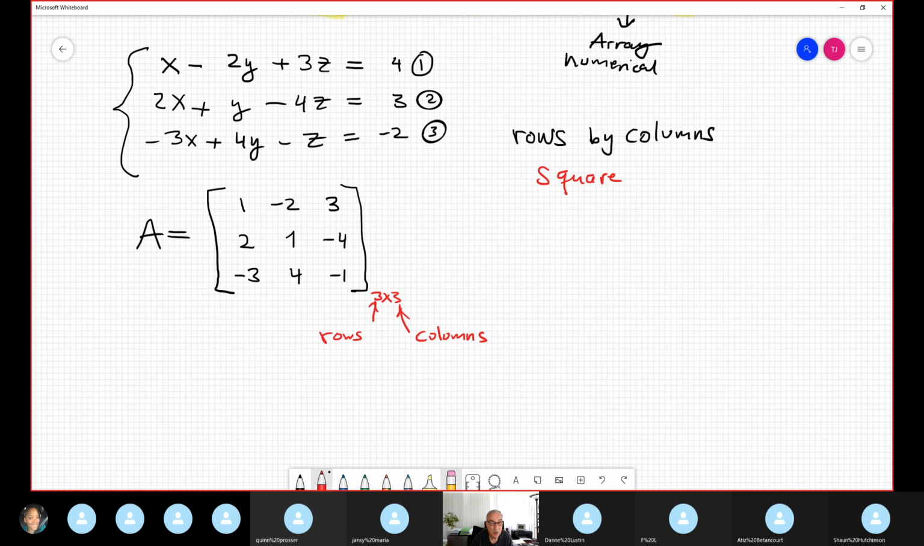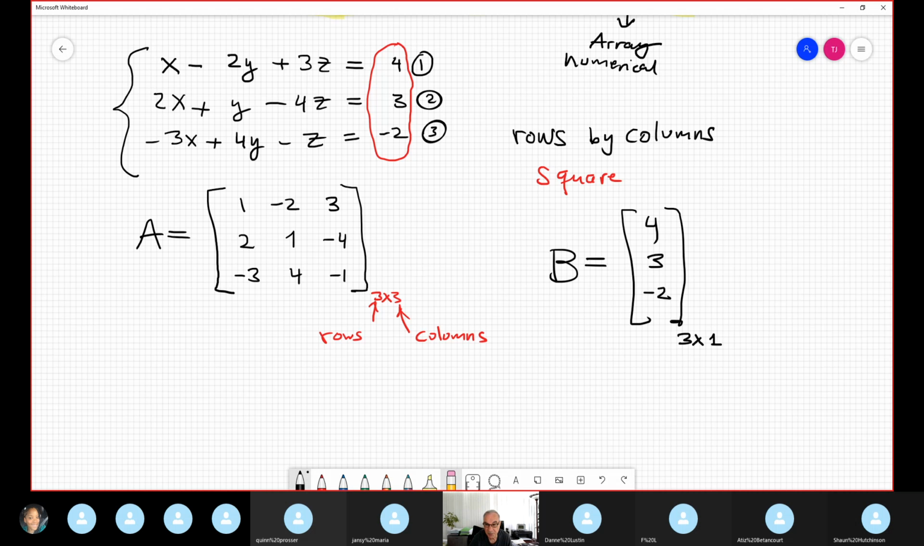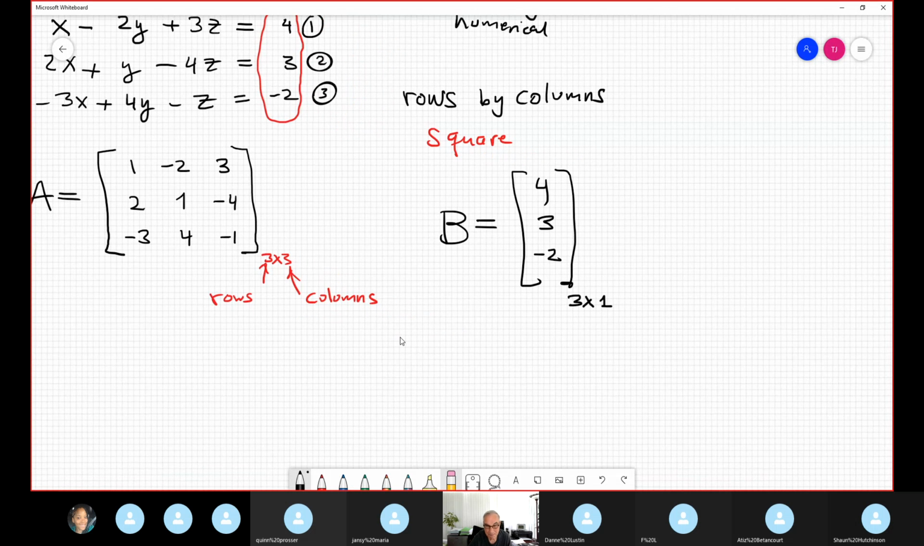You say, well, professor, what about this guy? This one we can also represent as another matrix, matrix B. And matrix B is formed by 4, 3, and -2. This matrix is 3 by 1, because it has 3 rows, 1, 2, 3, and only 1 column. When this situation happens, a matrix that contains at least one dimension equal to 1 is called a vector. This is the terminology. In this case, a column vector.